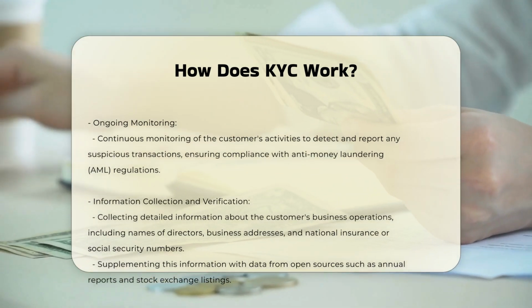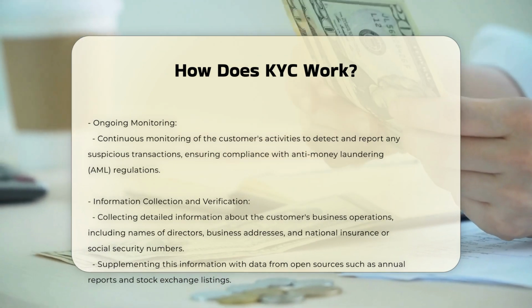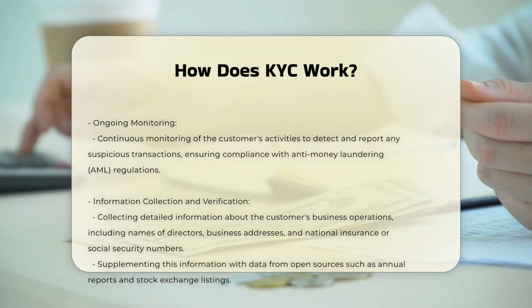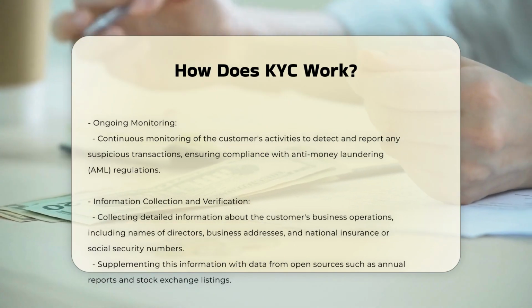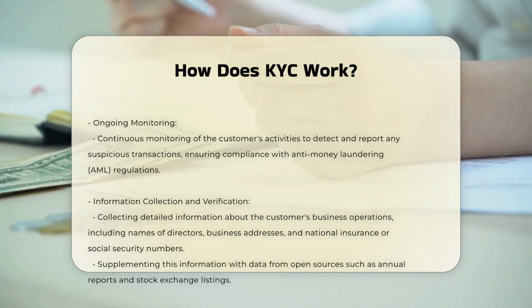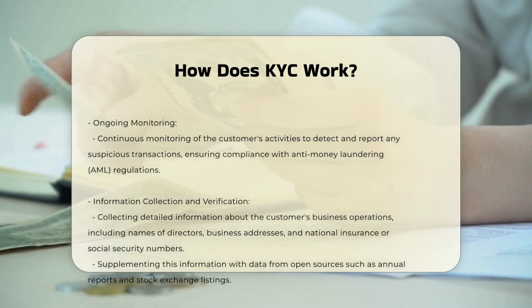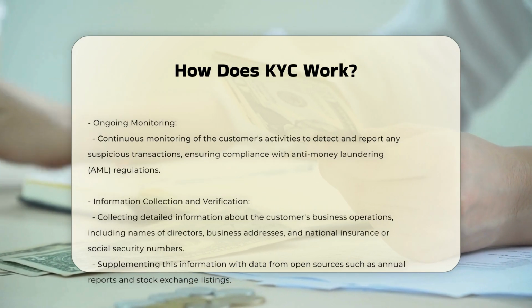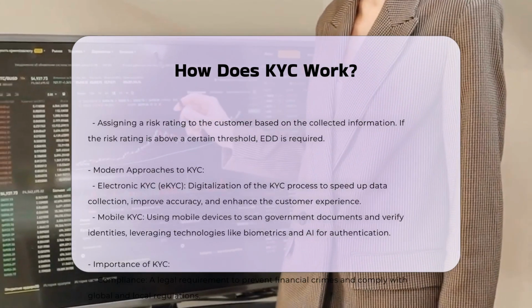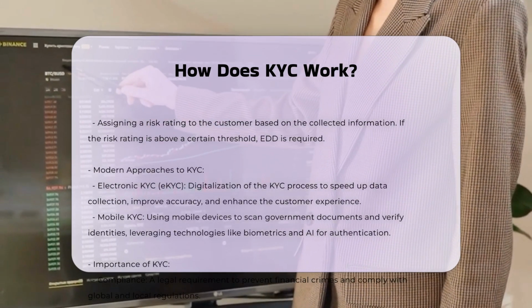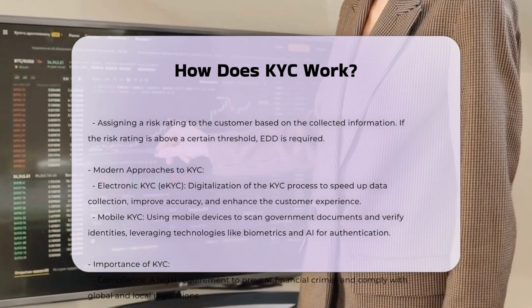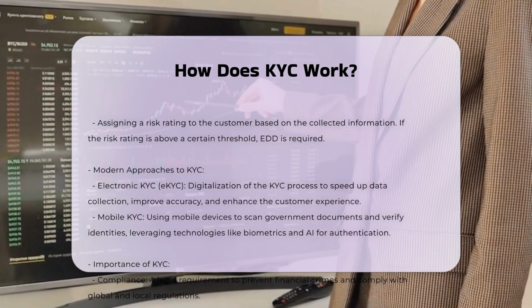Information collection and verification. Basic information. Financial institutions collect detailed information about the customer's business operations, including names of directors, business addresses, and national insurance or social security numbers. Publicly available information. This information is supplemented with data from open sources such as annual reports and stock exchange listings. Comparison with lists. The collected information is compared to lists of individuals and organizations known to governments and law enforcement agencies to identify potential risks.